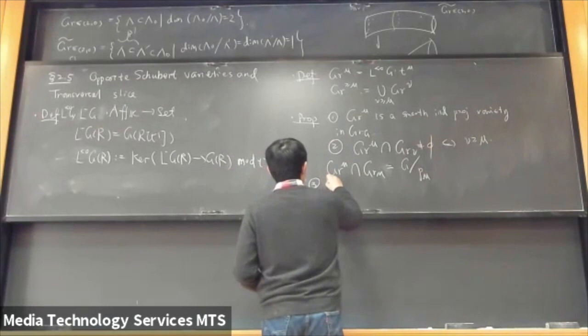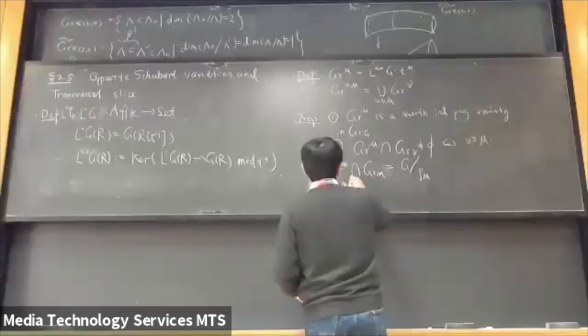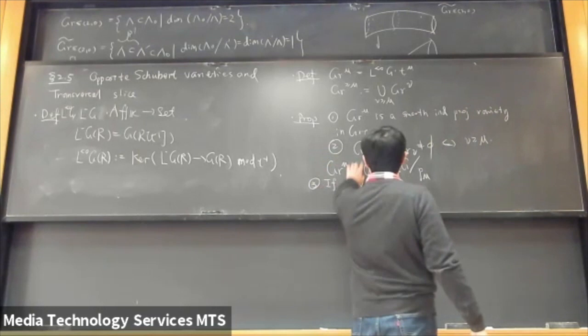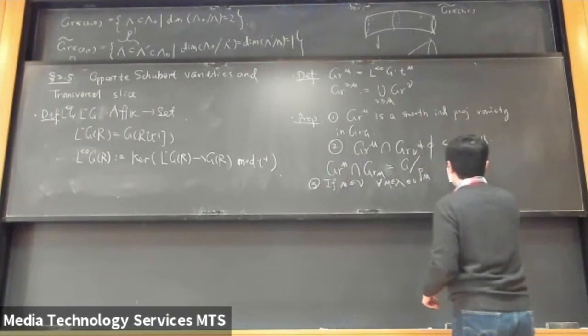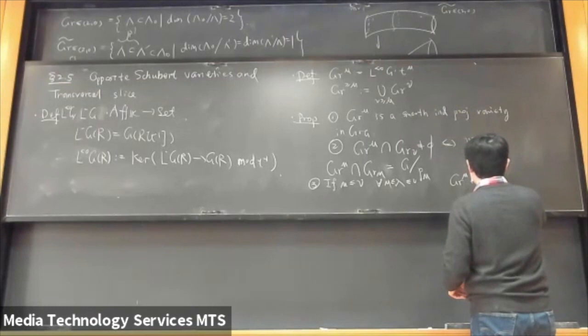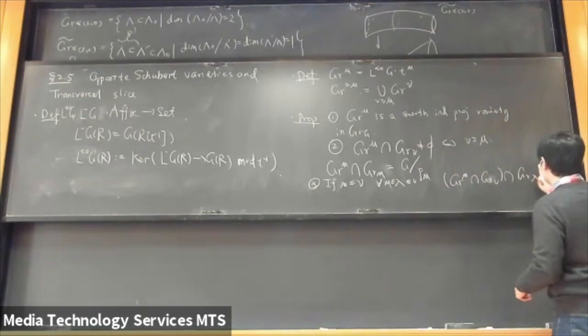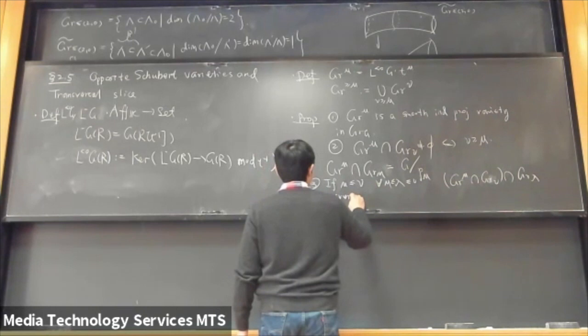And if, let's say, nu is less than or equal to mu, which means that your upper mu intersect your lower nu is non-trivial, then for any lambda inside the intersection of mu and nu, your upper mu intersects the Gr lambda, and this intersection is transversal in Gr lambda.